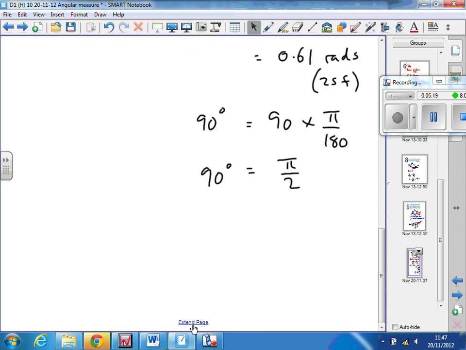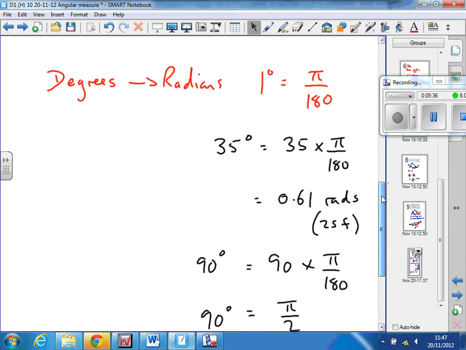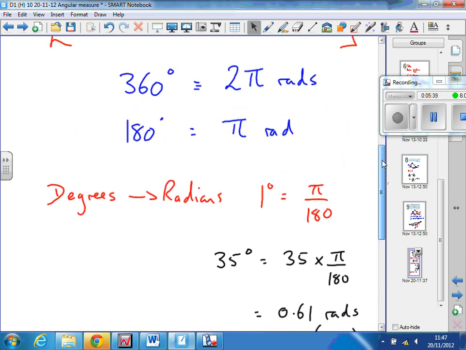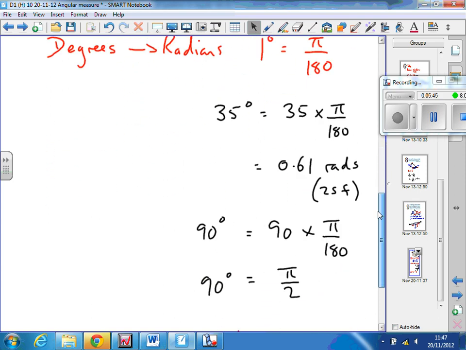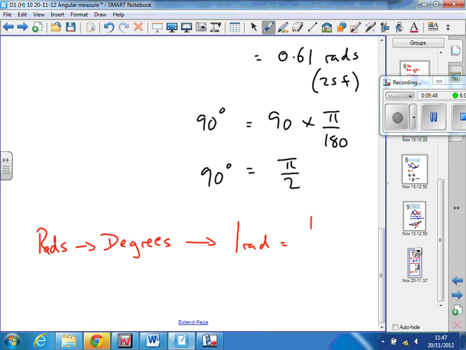Okay, so how about radians to degrees? What we need is what 1 radian is. And as before, if we know that 180 degrees is pi radians, what do we do to get what 1 radian is? Divide by pi. So it's 180 divided by pi. That's the conversion factor. So if I want to go from radians to degrees, I times by 180 and divide by pi.